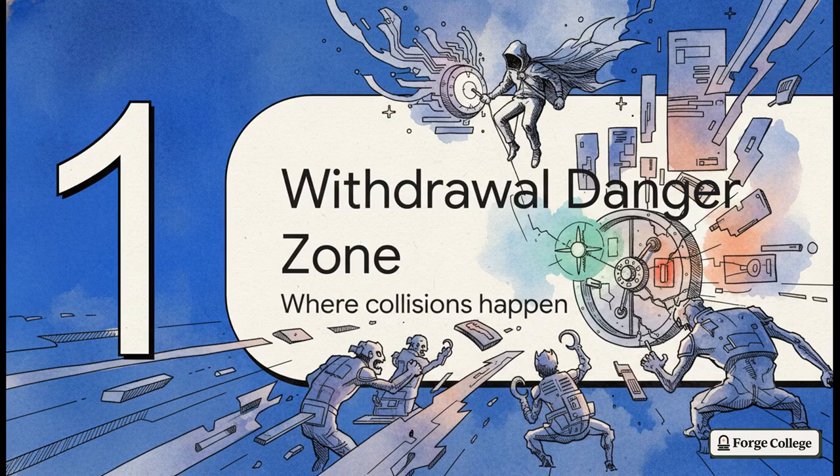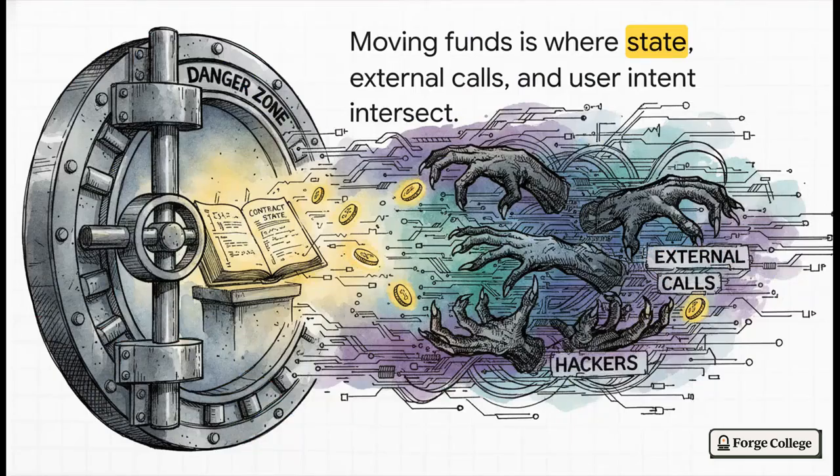The Withdrawal Danger Zone. This is where user intent, external calls, and contract state all violently collide in a high-stakes heist scenario. Moving funds into or out of a wallet is the primary intersection where most exploitable failures pop up. And honestly, it makes perfect sense when you really think about it. This is the exact moment your contract's internal state, its accounting ledger, is forced to interact with the wildly unpredictable outside world.